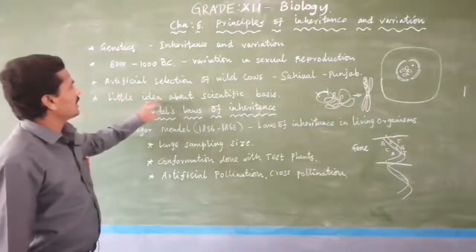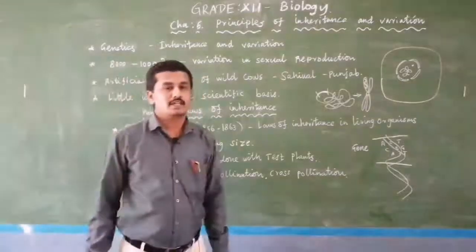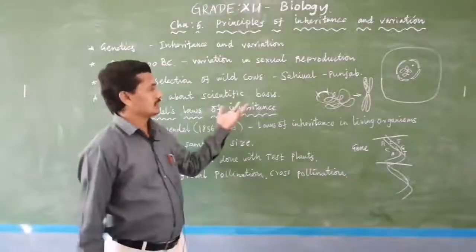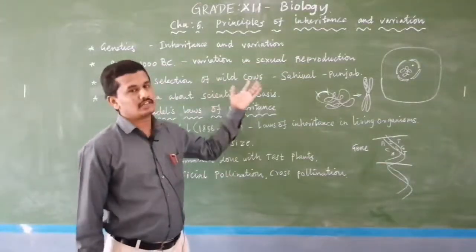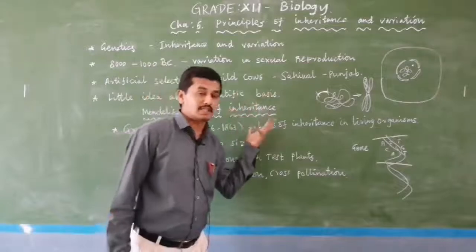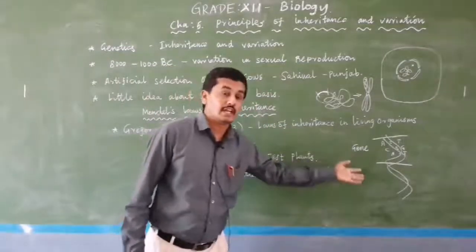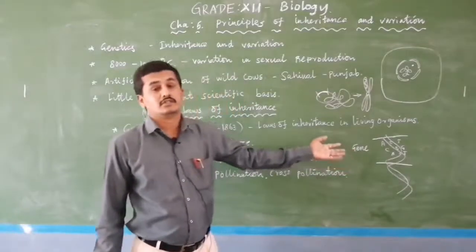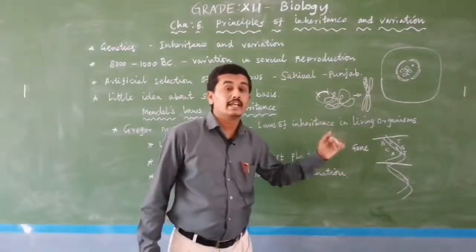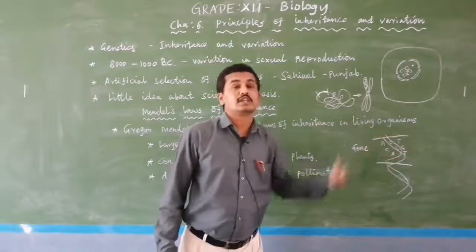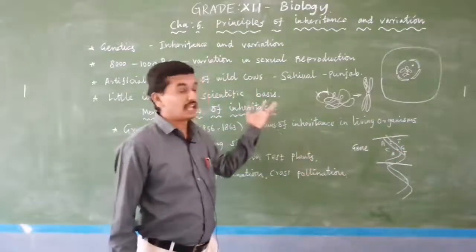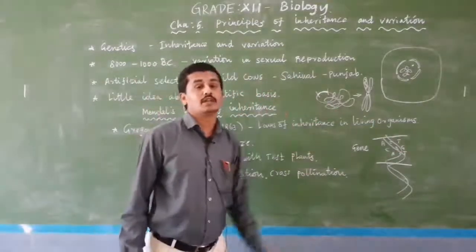A little idea about the scientific basis. Normally people know the various structures of the variations in sexual reproduction, but the people of olden days did not know where the genes are present. Genes only contain some structures. The gene only inherits the character from one generation to the next generation. These types of scientific ideas were not known by the olden people.